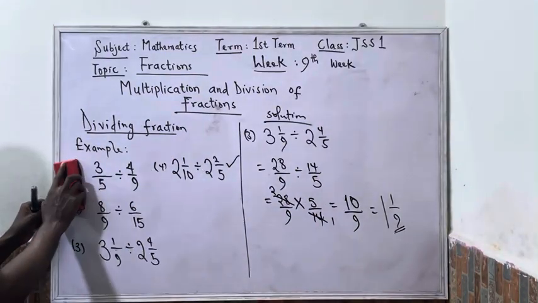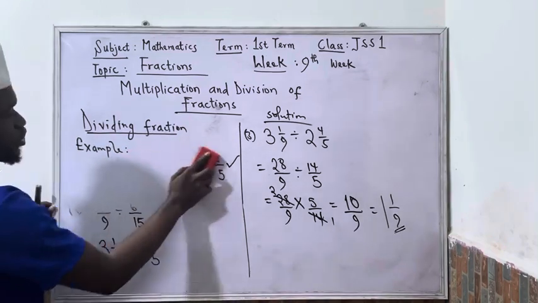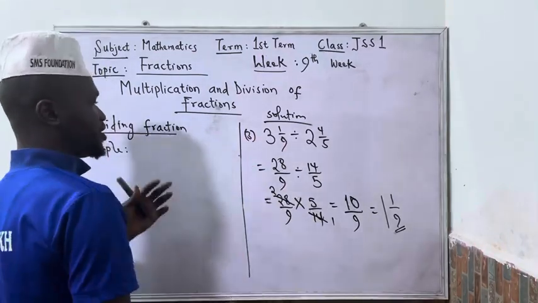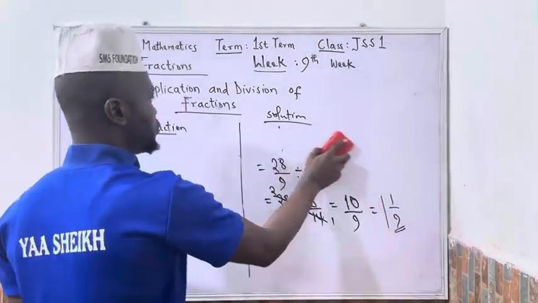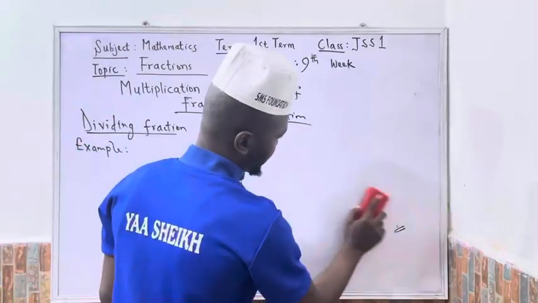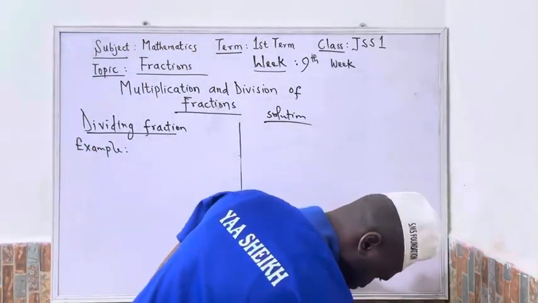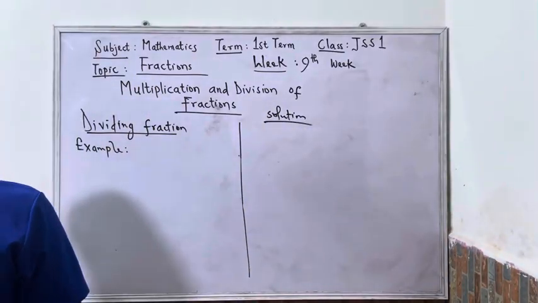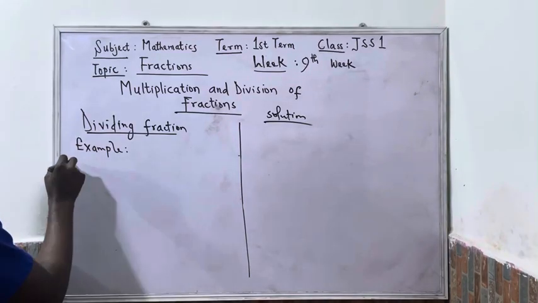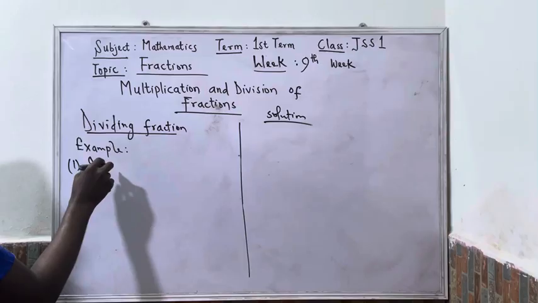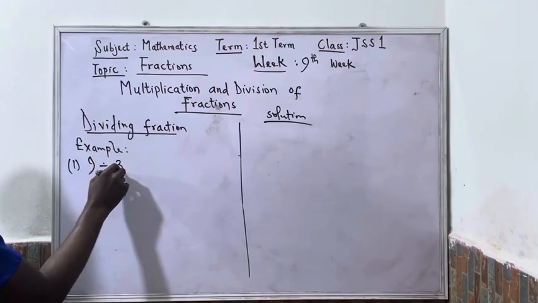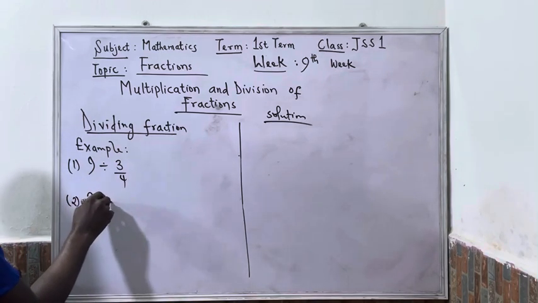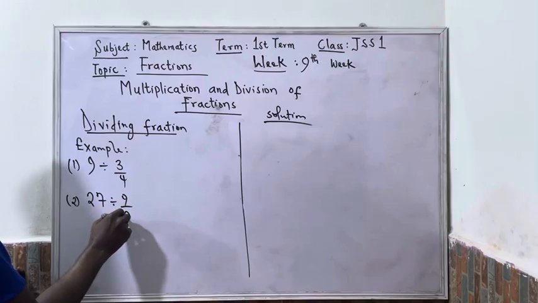Now, let's look at dividing fractions by whole numbers or dividing whole numbers by fraction. I'll combine the two with this next example that I'm about to do. I'll combine it. All right, so let's go. Now, we can have something as simple as this. So if you have number 1 as 9 divided by 3 over 4. Number 2, we can have 27 divided by 9 over 2.